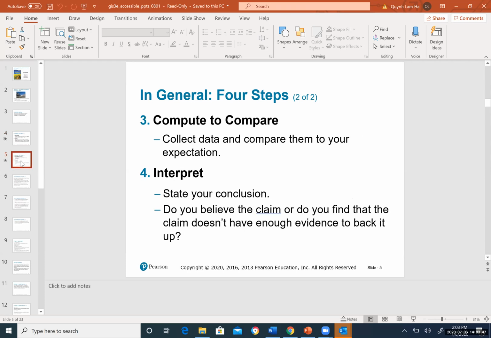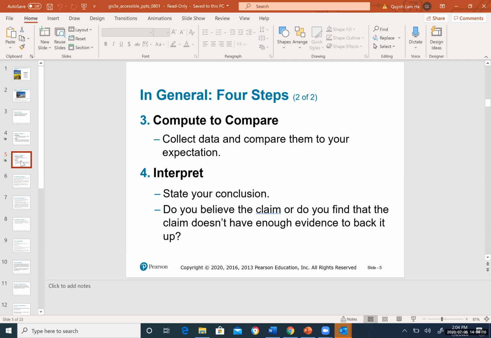Step 3, we will compute to compare. For this step, you need to collect data and compare them to your expectation. So for this step, usually people look for the Z value or Z score, and then from there, you will know how to compute the P value.